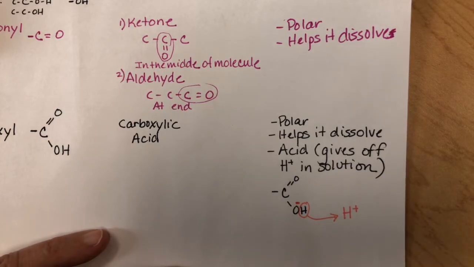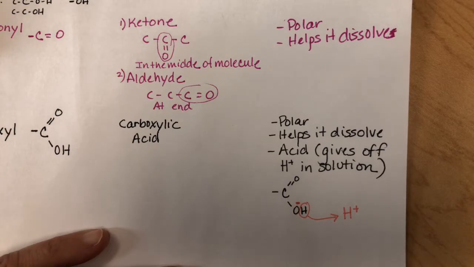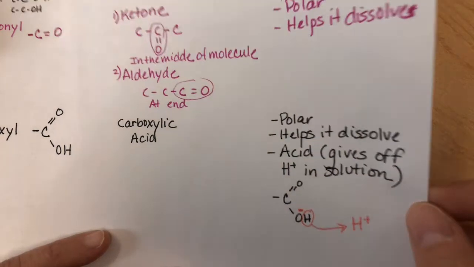Now my next question is, what would happen to the pH of the solution? Would it go up or down? Do you remember what acids do? If you said it would go down, you would be correct. It would decrease the pH. All right, so that is the carboxyl group.